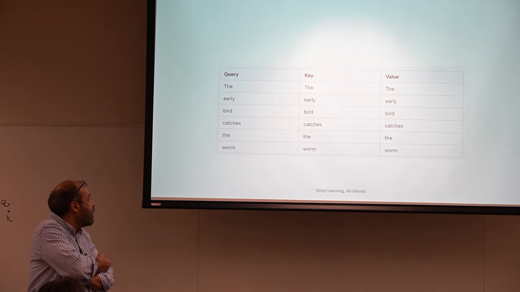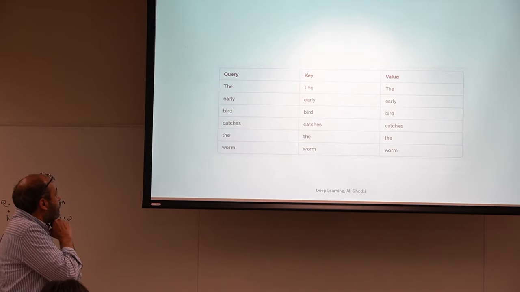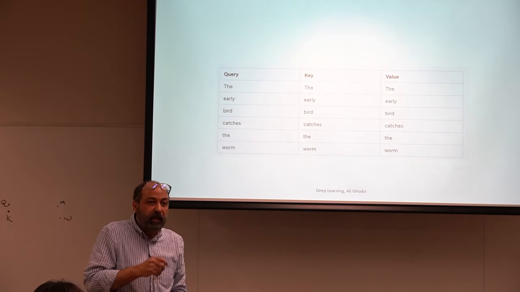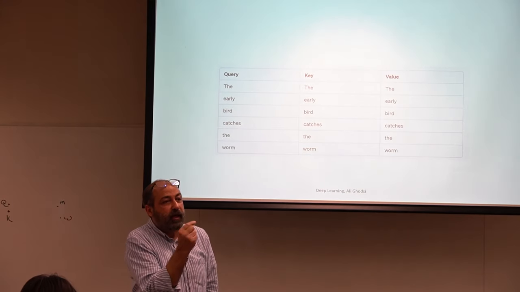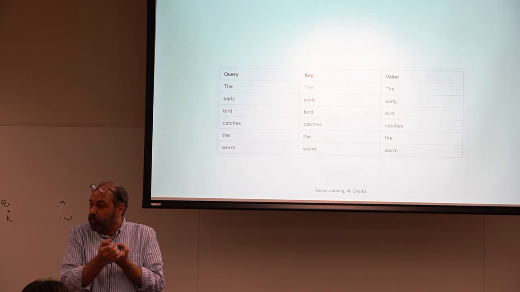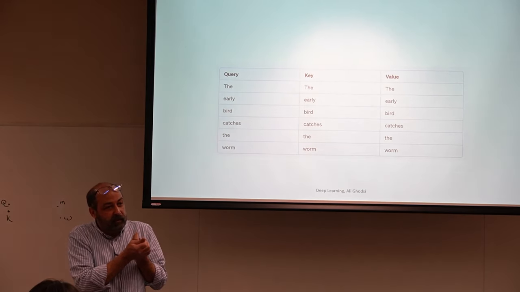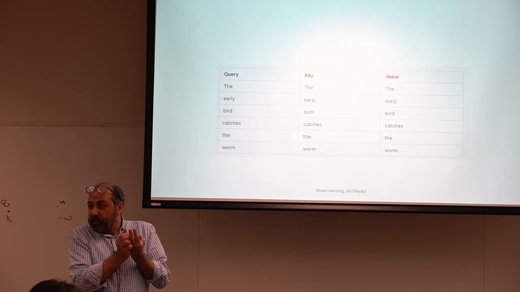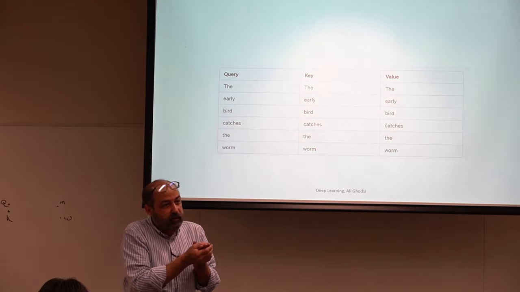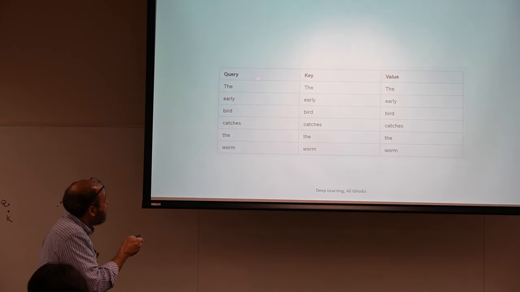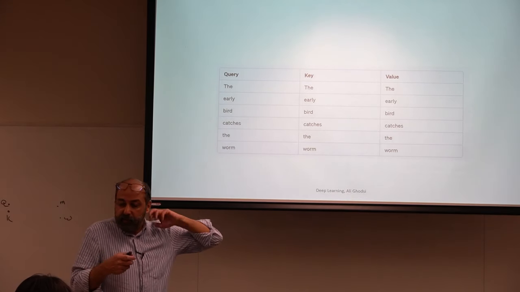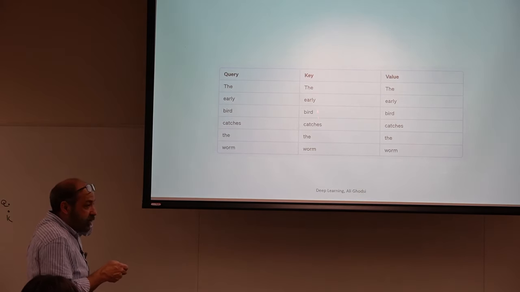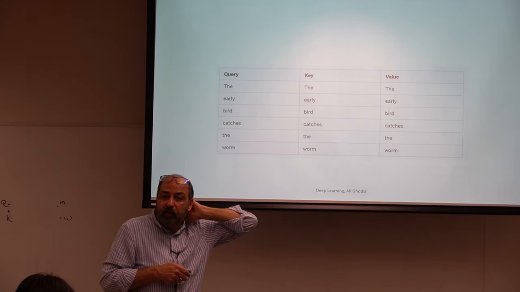This sentence: the early bird catches the worm. It is self-attention. Each word, you know, this might be a little bit confusing, plays three different roles. A word is a query, a word is a key, and a word is a value. So all of the words in the sentence play all of these three roles. If you want to make an analogy with the database, you can assume that you have a table, and in this table all of the words in this sentence are queries, all are keys, and all are values.